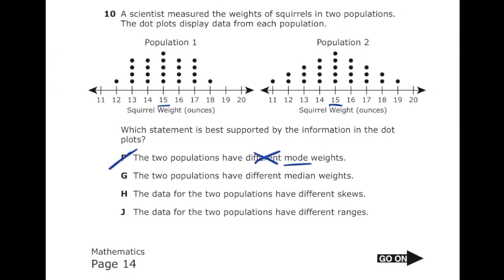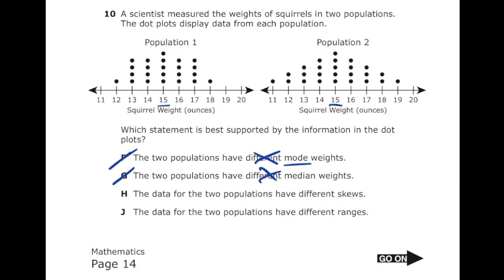Letter G says the 2 populations have different median weights. So median is just the middle number, and in this case, since our dot plots are symmetrical, we can easily tell that the median, again, is 15. So they actually have the same median, so again, letter G is not correct.